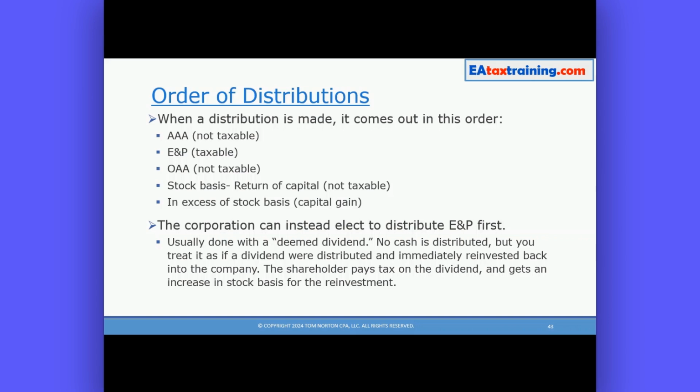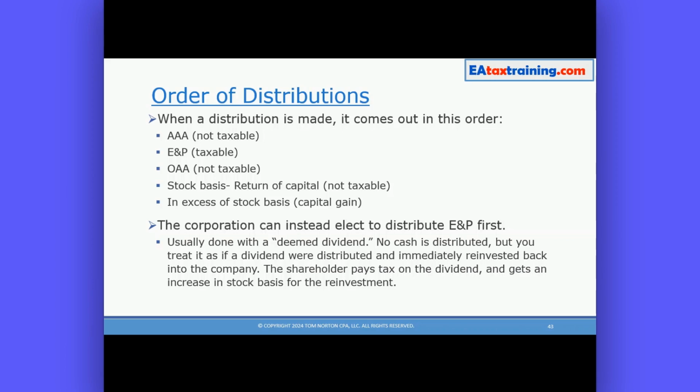They can make an election to distribute C Corp earnings and profits first. And that's usually done with a deemed dividend. Now, remember, C Corp earnings and profits are taxable. So you might ask, why would they want to distribute C Corp earnings and profits first when it's taxable, when they could instead take non-taxable distributions from AAA? So we'll talk about that.